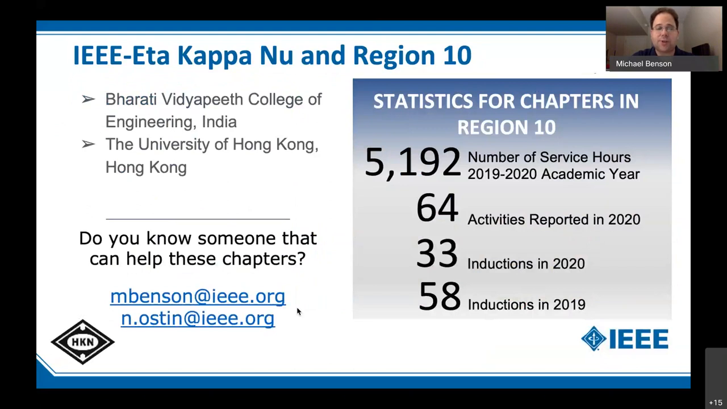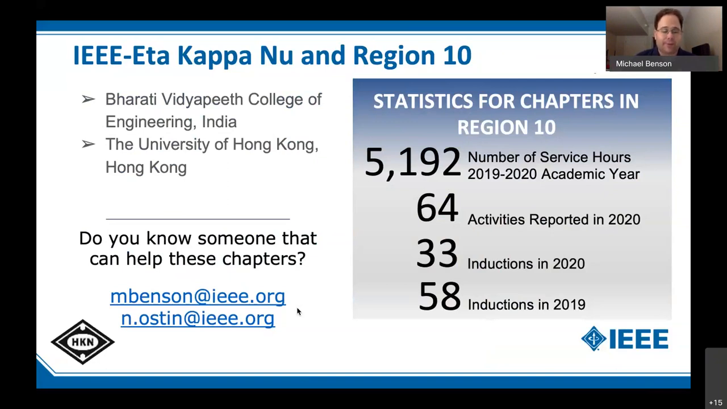So across Region 10, for the 8 active chapters for the 2019 to 2020 academic year, and I'll say we're still collecting this information, so these numbers will go up, the 8 chapters together contributed 5,192 hours of service. There were 64 activities reported. 33 people were inducted into our chapters currently for this year, with 58 being reported for calendar 2019.